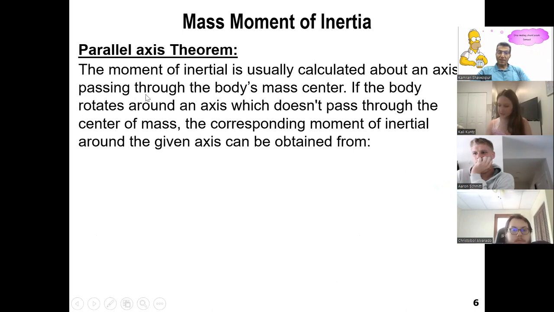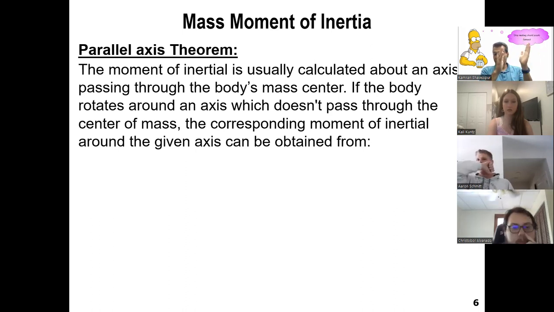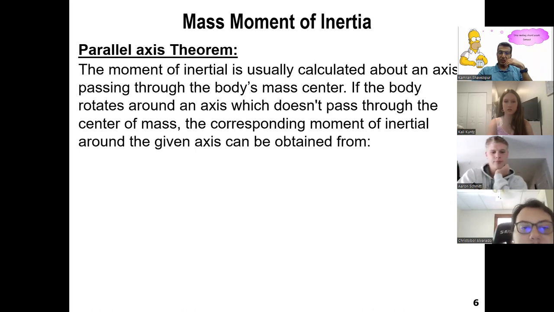Now, this is something important. For some reason, many students, when I say many, not like 70, 80%, but maybe 20, 30%, a good number of students kind of confuse this. As I told you, the moment of inertia depends on where your axis is, right? If you shift your axis of rotation somewhere else, the moment of inertia will change. How can you calculate the moment of inertia if you have it for one axis and you shift your axis? This is how you do it.